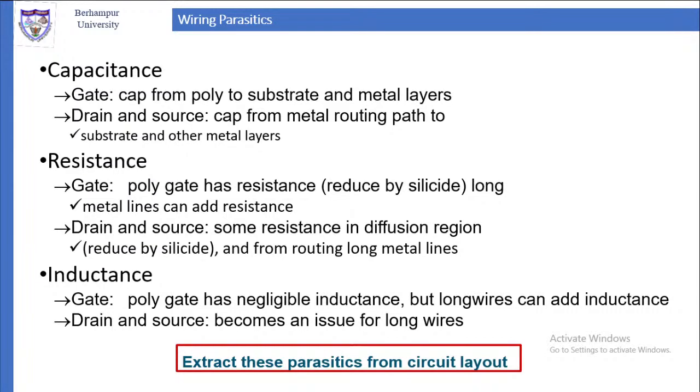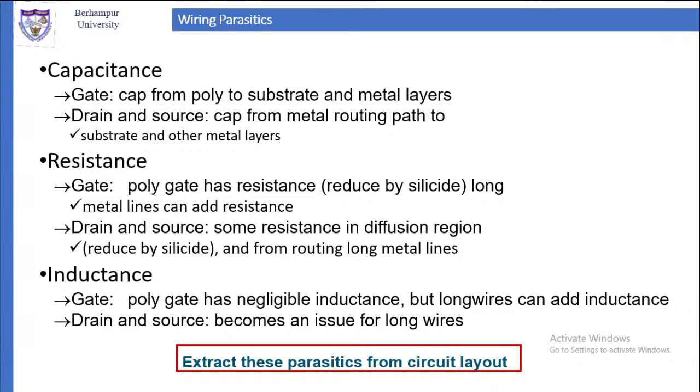Similarly, there is some resistance in the diffusion region of the drain and source, because the drain and source are diffused into the substrate. This again is reduced by silicide, and it forms the routing along metal lines.